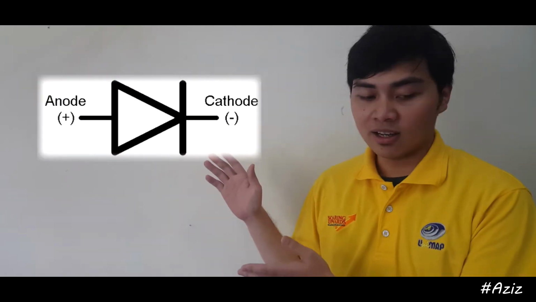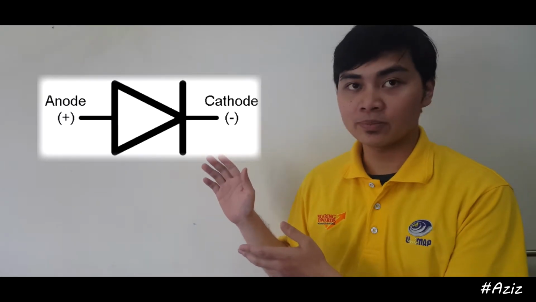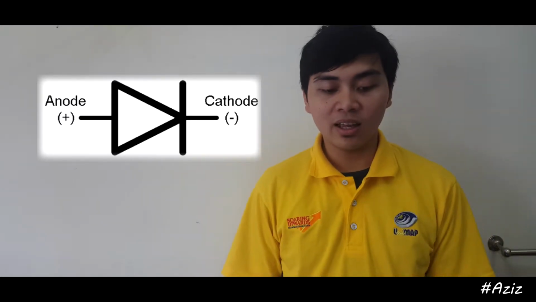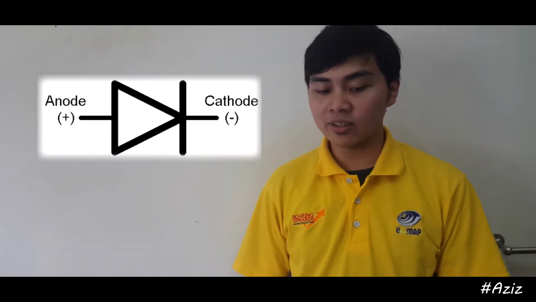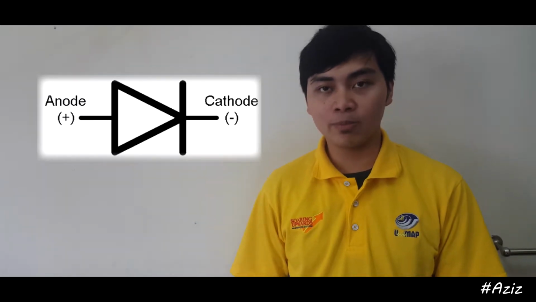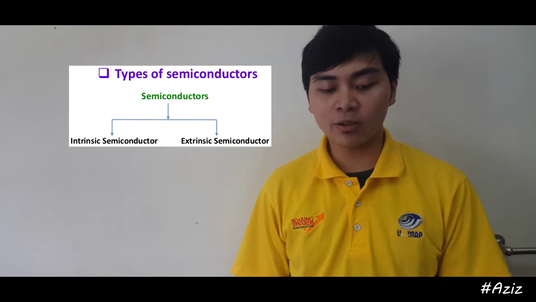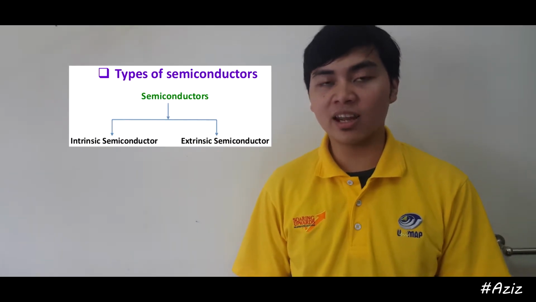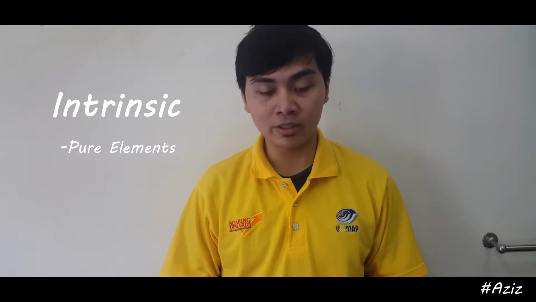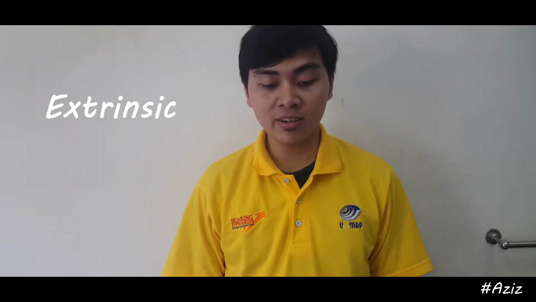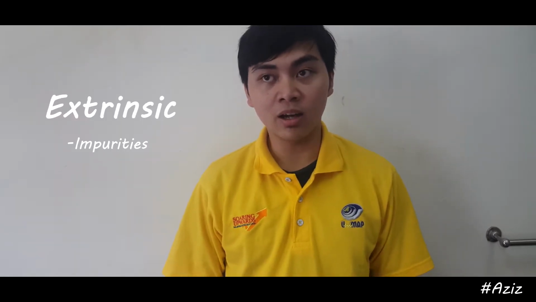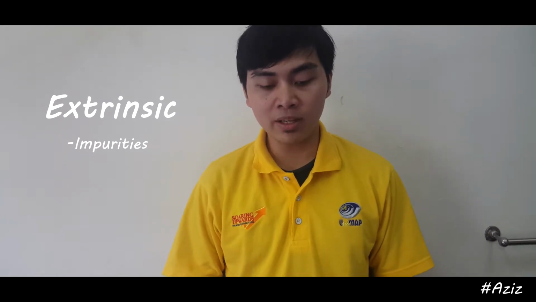This is the diode schematic diagram. In this diagram, we can see the terminals that are cathode and anode, negative and positive respectively. There are two types of semiconductor that are intrinsic and extrinsic. Intrinsic is made from pure element, silicon, germanium or carbon. The other one is extrinsic that has impurity. Such examples are silicon plus silver, silicon plus gold.